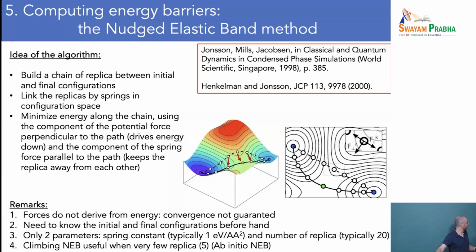There again, the more replicas you put, the better the path. Typically, around 20 should be okay. If you have very few images, as in DFT, for example, where usually you would have 4 or 5 images maximum, there's an additional routine that you can use, called climbing image NEB, which takes the configuration closest to the maximum and really brings it to the maximum. But this is useful only if you have very few images. If you have like 20 images, it's useless. It will not change anything.